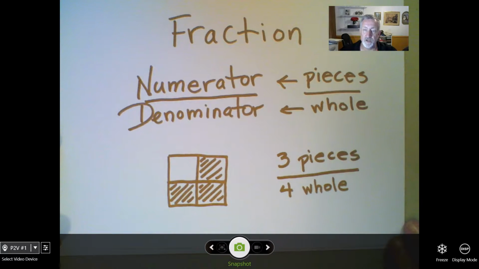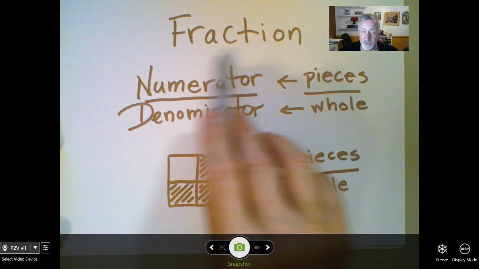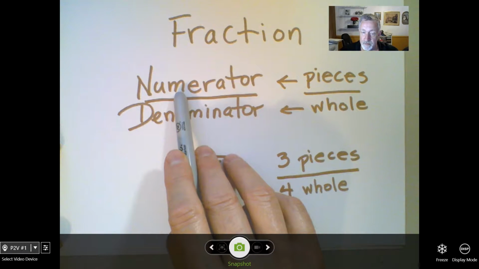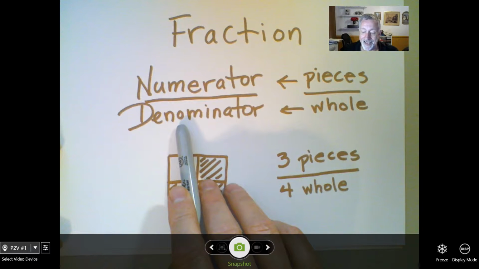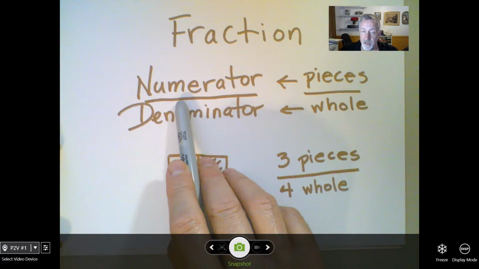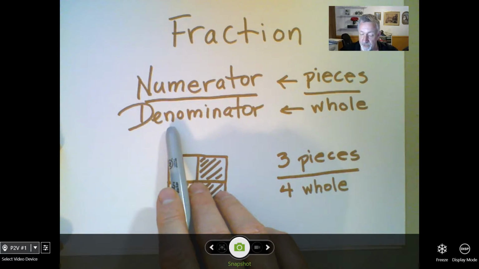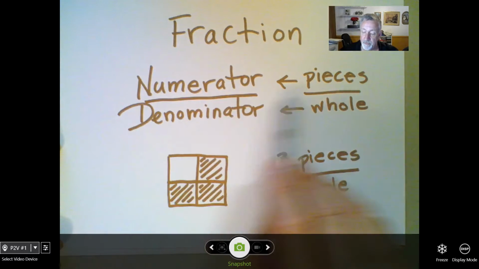As we start talking about improper fractions and mixed numbers, first thing I want to do is make sure we understand what a fraction is. Here we have a little chart. A fraction is made up of a numerator on top and a denominator on the bottom. The numerator numbers the pieces that we have, tells how many. The denominator determines the whole.